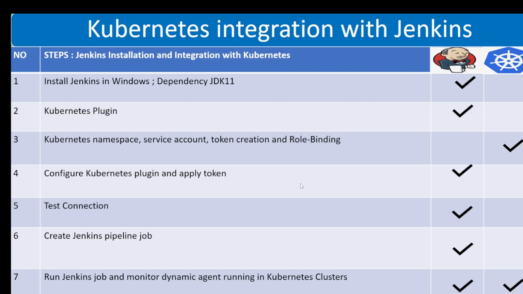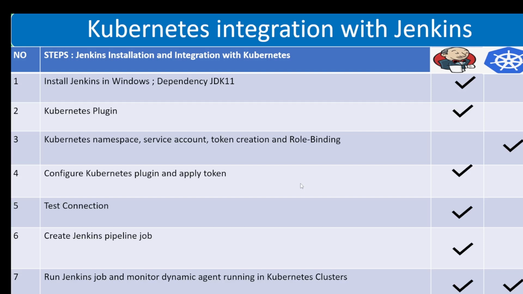In step 1, please make sure that you have JDK 11 installed as a prerequisite, and then go and install your Jenkins. Once your Jenkins is installed, in step 2, you need to log in to your Jenkins, go to Manage Plugins, and download the Kubernetes plugin.